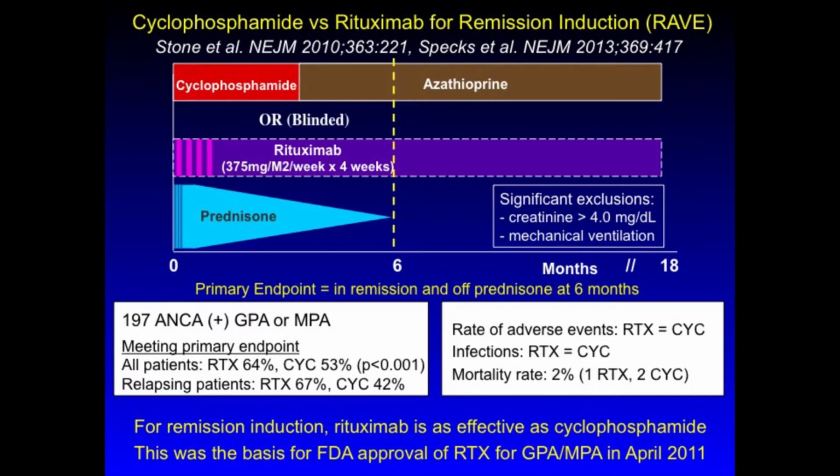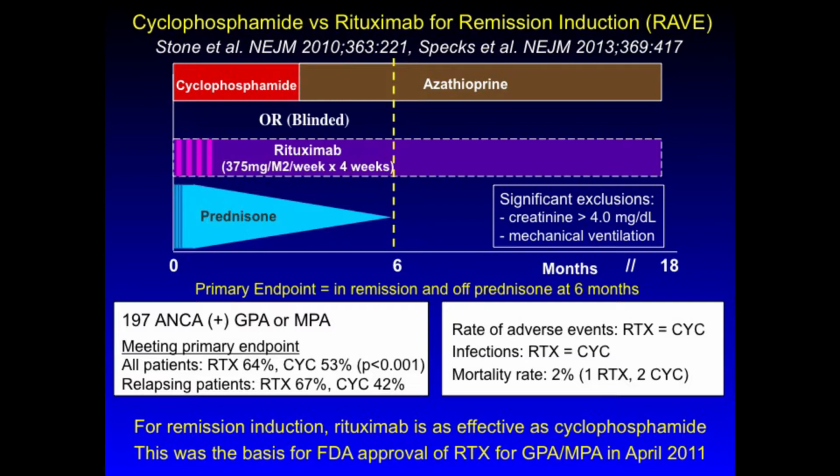So following the pioneering work by Dr. Specks, who you're going to be hearing from in the case report and open and compassionate label series, randomized trials were conducted, and there were 2 that were published in the same New England Journal of Medicine in 2010. The study that led to the FDA labeling of rituximab for GPA and MPA was the RAVE trial.